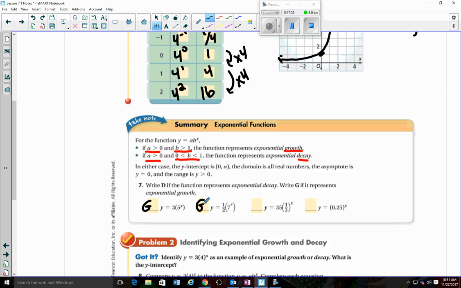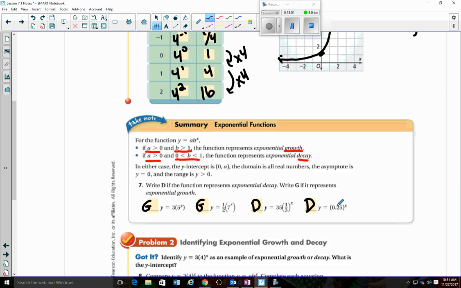Okay, so again, my number in front is positive. My base is 1/3. So this base is between 0 and 1. So that is which one? Decay. And the same thing for the last one. Because again, my base is between 0 and 1. It's all about the base when you're trying to decide whether it's a growth or a decay.